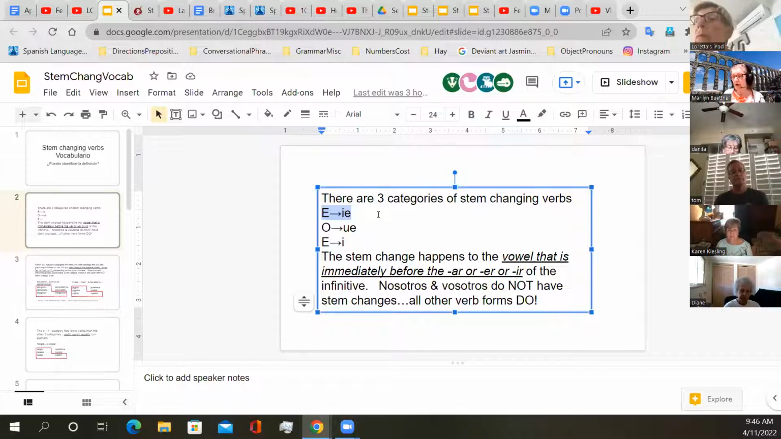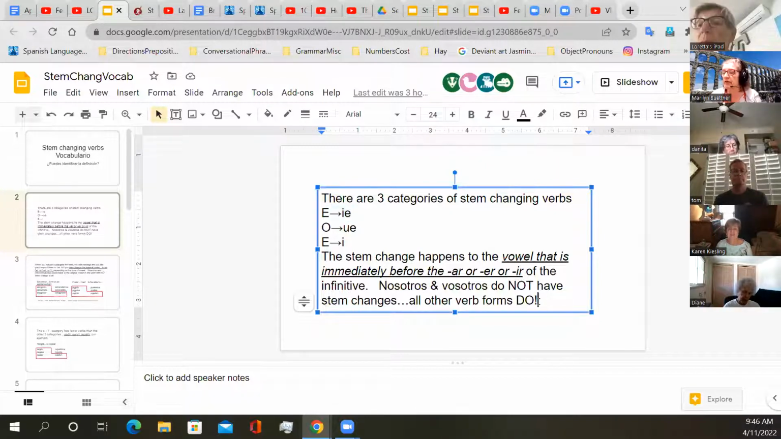I will say, however, the E to I stem change, are they always IR verbs? I think they are. Well, wait. We'll see. Vamos a ver. All right. So the stem change happens to the vowel that is immediately before, next door to, the AR or the ER or the IR.